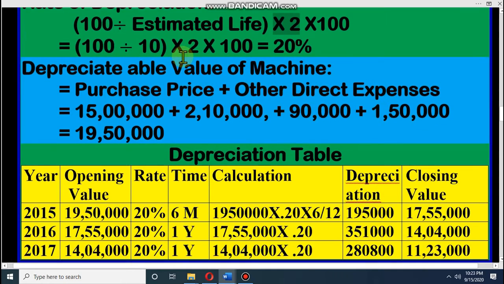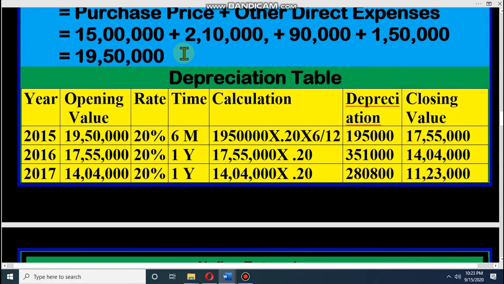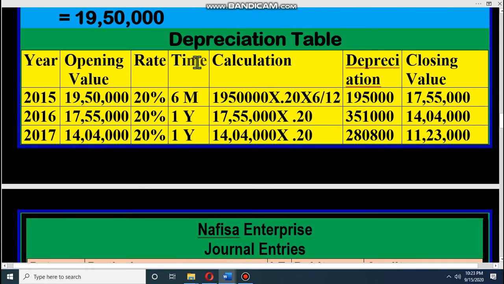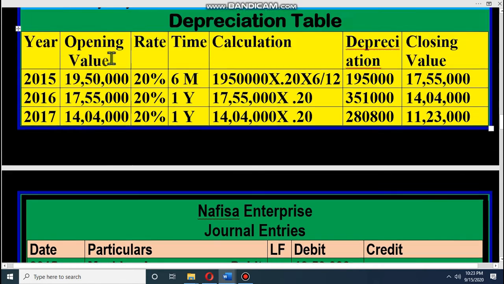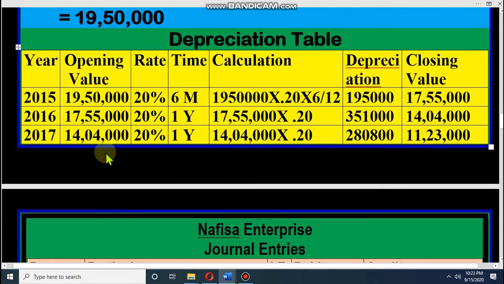Dear student, for calculating depreciation under the reducing method, we need to prepare a depreciation table. Look, first you have to write: we purchased this machine in 2015 and the opening value is 19 lakh 50,000. It is the depreciable value, 19 lakh 50,000. Then the rate is 20%, which we have calculated, and we use 6 months.